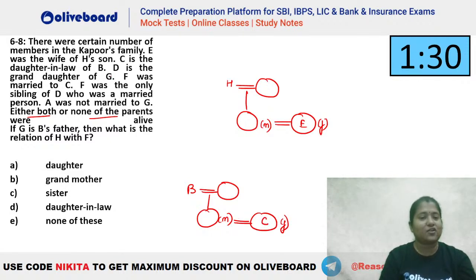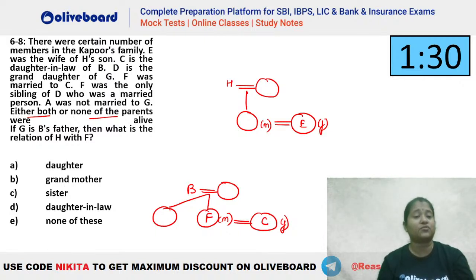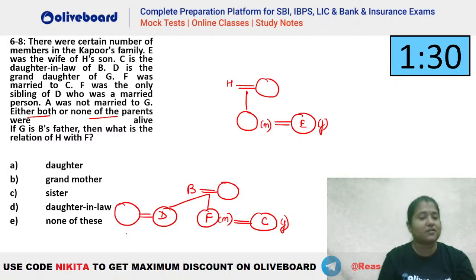Now D is the granddaughter of G. F was married to C. So F is married to C. So F has to be here. Now F was the only sibling of D. So F is the only sibling of D. That means there should not be any other sibling for D here, right? F has to be the only sibling of this one. So this will be D. Now F is the only sibling of D who was a married person. So D is also a married person here. Okay. So this is the kind of situation. Now what is given? A was not married to G. Okay. A should not be married to G.